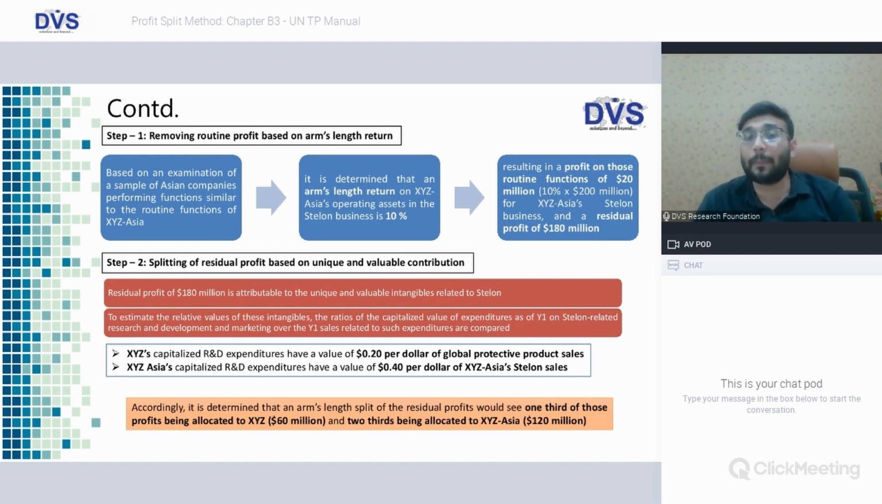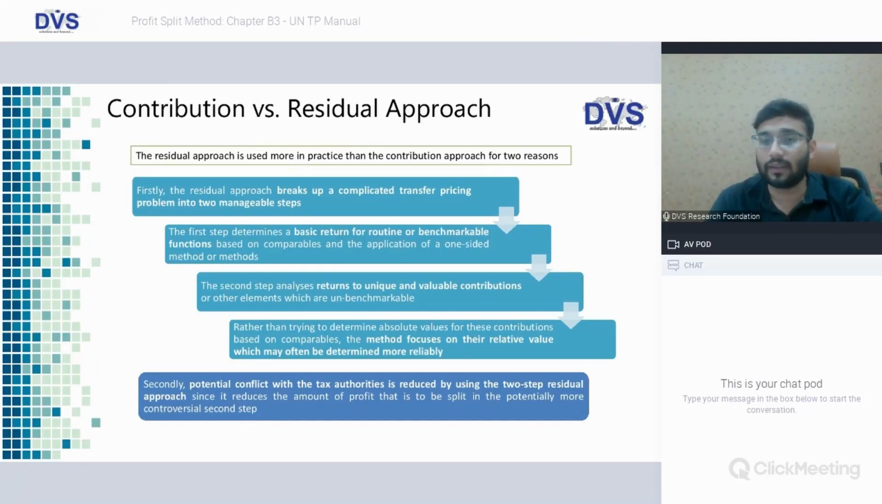One third being XYZ Inc.'s capitalized R&D. So out of 0.6 per dollar, XYZ Inc. is spending 0.2 dollar towards R&D. Against that, per dollar, 0.4 dollars have been expensed by XYZ Asia again for R&D. So out of 0.6, 0.2, that is one third, is being incurred by XYZ Inc. and the major part has been taken care of by XYZ Asia. So that being the scenario, 180 is the residual profit. One third would be allocated to XYZ Inc., that is $60 million, and 120 million would be allocated to XYZ Asia. That is $120 million. Hope, friends, this example was clear.